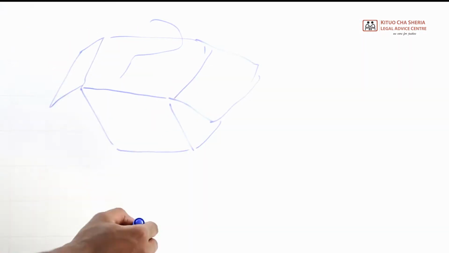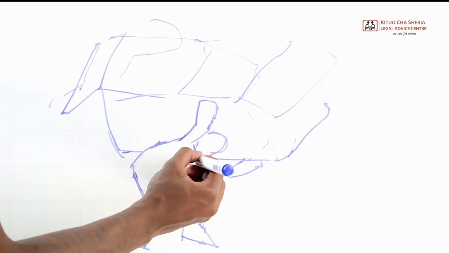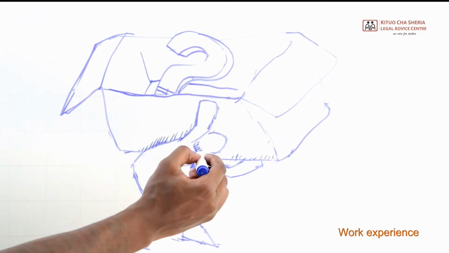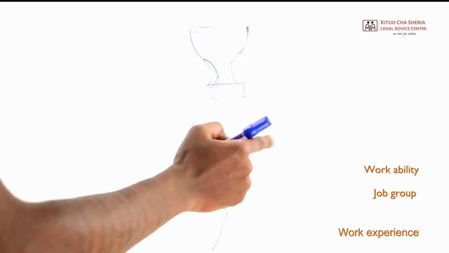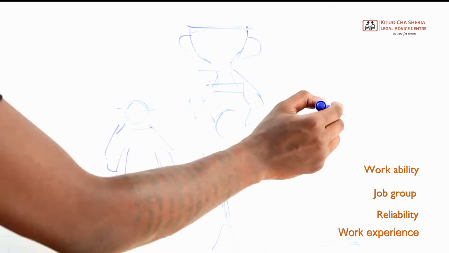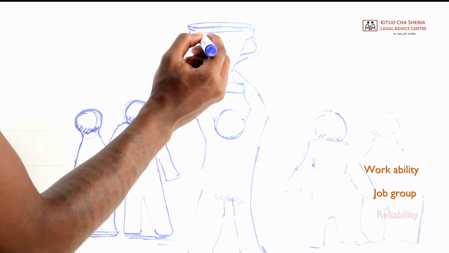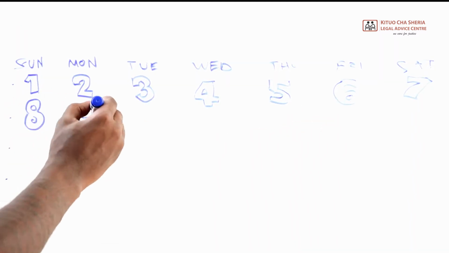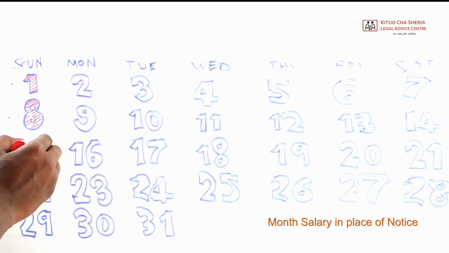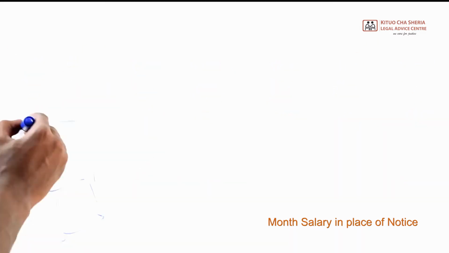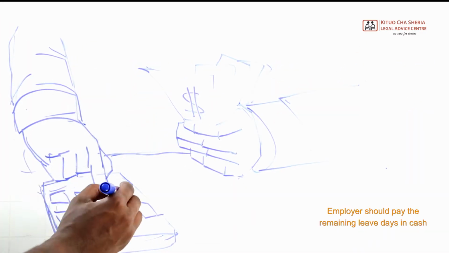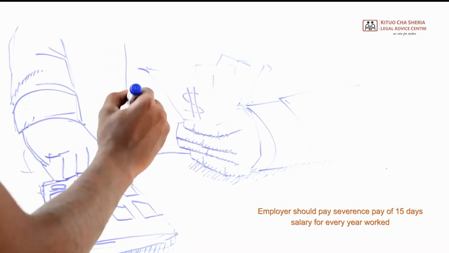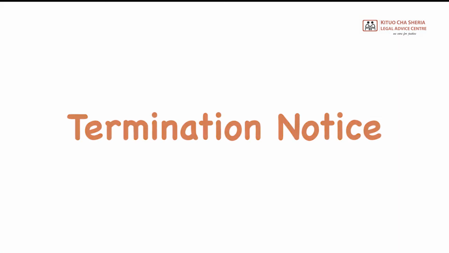Before declaring an employee redundant, the employer has to consider the work experience, ability, job group, and reliability of the employee. The employer should give the employee 1 month notice or 1 month's salary in place of notice. The employer should pay for the remaining leave days in cash. The employer should pay the employee severance pay of 15 days' salary for every year worked.